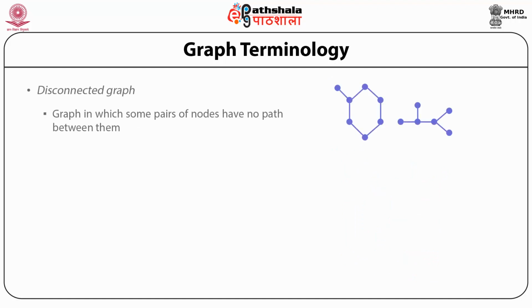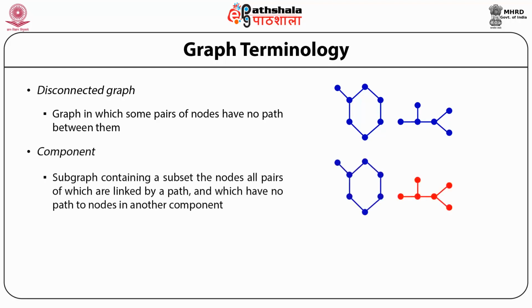There could be two disconnected graphs, and the example on the top is a disconnected graph. However, disconnected graphs can also be depicted by subgraphs. A subgraph contains a subset of all the nodes and the pairs linked by a path, as shown in blue, which is one subset, and red, which is another subset. Each of these subsets is called a component of our previous total molecule.